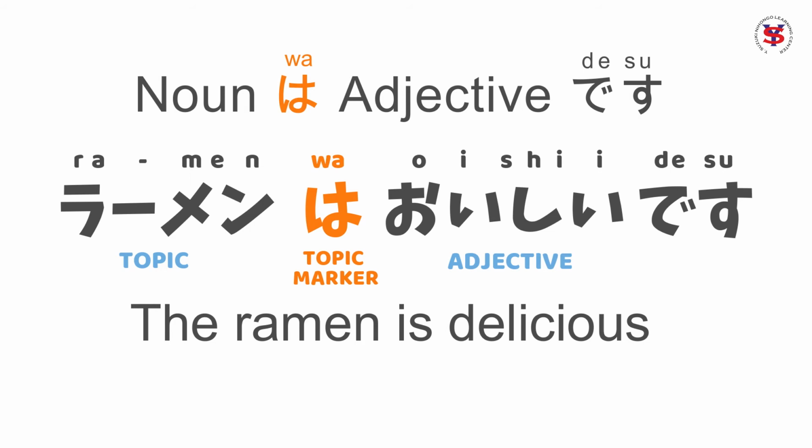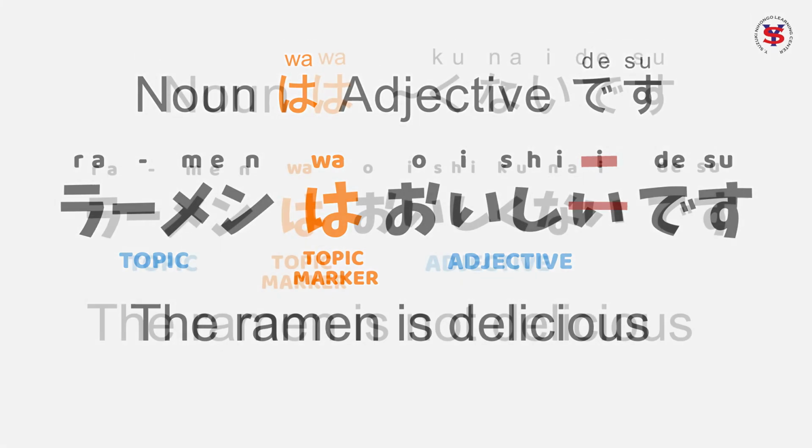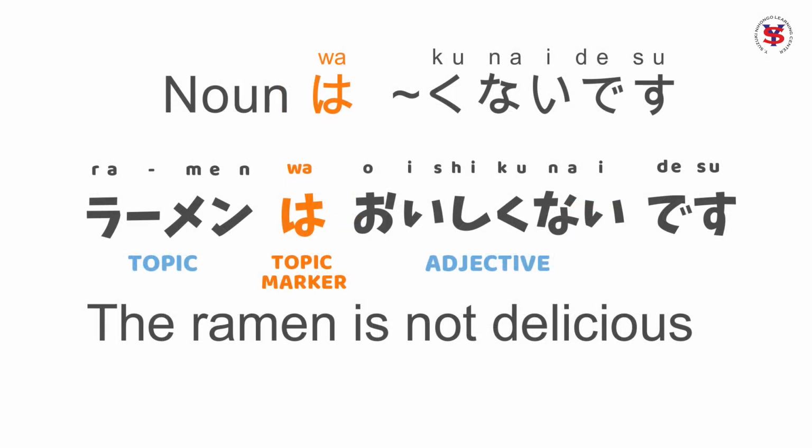So, first, we conjugate. Tatanggalin natin ang i ng oishi, then we add kunai. Kumpletuin natin ang sentence, so we have ramen wa oishiku nai desu. This means the ramen is not delicious. Dali lang, di ba? Next, we will discuss another way adjectives can be used.